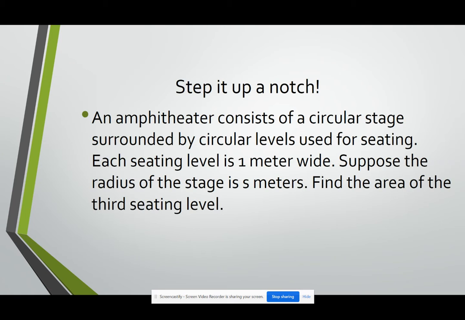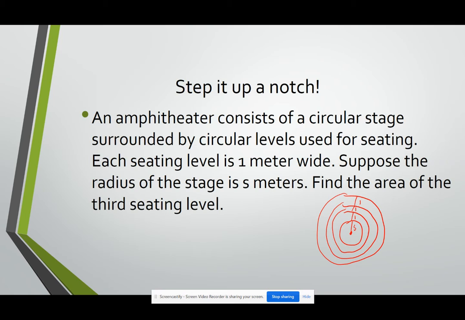Now we have an amphitheater, which consists of a circular stage surrounded by circular levels used for seating. So we can draw it. My circles aren't going to be that great; I'm not an artist. We know circles are even on all sides. It says that the radius of the stage is S meters, and each seating level is 1 meter in width. So that's 1, 1, and 1.